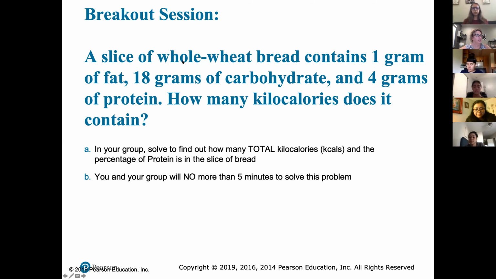So we're going to have a slice of whole wheat bread. This is what it contains: 1 gram of fat, 18 grams of carbs, and 4 grams of protein. I need you to be able to work with your peers and tell me how many kilocalories it has. And then I also want you to do the percentage of protein. The last one in the example gave fat. This time I want you to calculate protein.